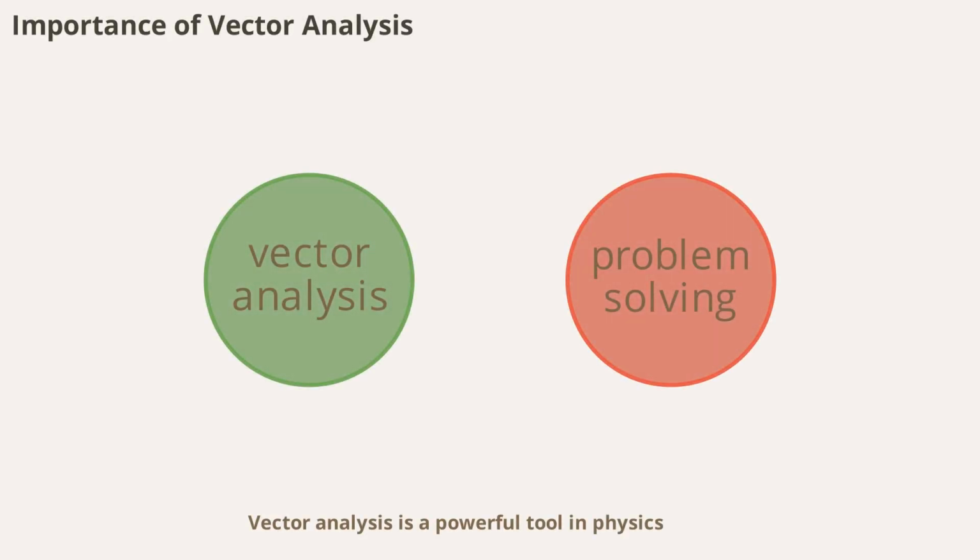Vector analysis is a powerful tool in physics. It allows us to break down complex motions and forces into simpler components, making calculations more manageable. By using vectors, we can accurately describe motion in any direction and solve problems involving multiple forces or velocities. This approach is fundamental to understanding and predicting the behavior of objects in motion, from simple projectiles to complex machinery.